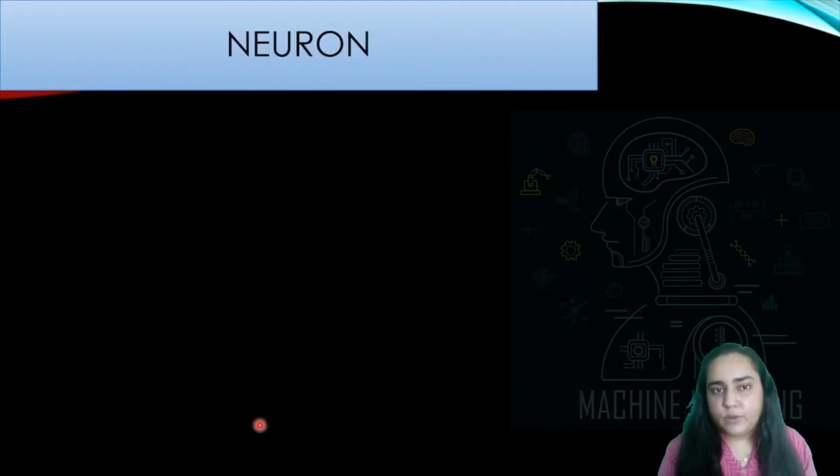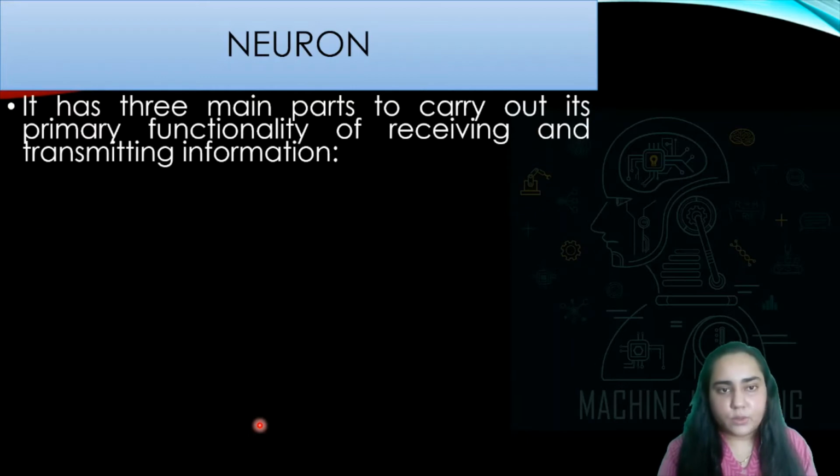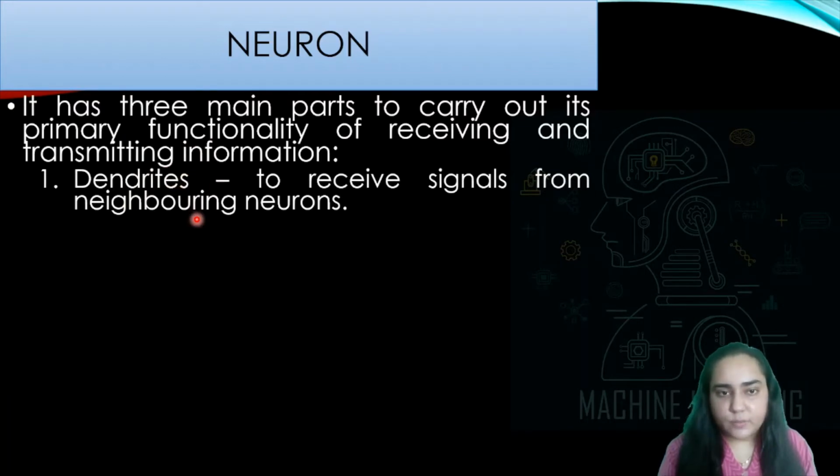Now let's talk about the neuron in detail. The neuron has three main parts to carry out the primary functionality of receiving and transmitting information. The first part is the dendrites, which are used to receive signals from neighboring neurons, because you don't just have one neuron in your brain, you have so many neurons which are all connected in a neural network. And each neuron has these three parts because information has to travel from one neuron to another neuron.